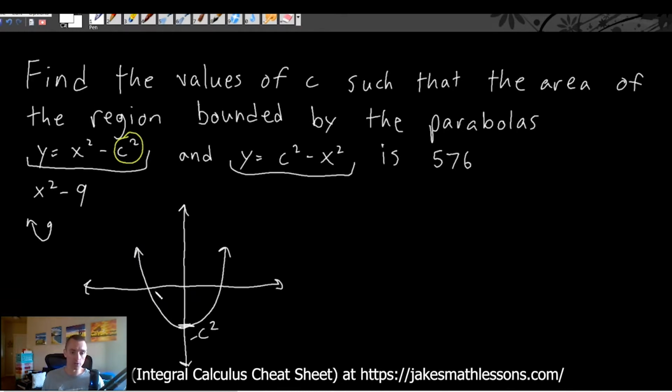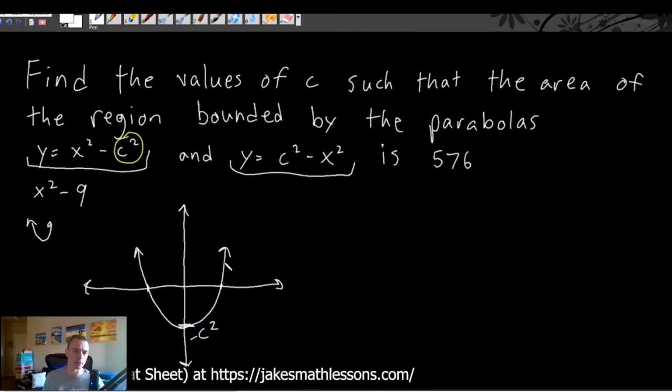We could actually even figure out where this intersects here, but I'll come back to that a little bit later because that's going to be relevant in a later step. So now let's think about what this function looks like. In this case, we have c squared, some constant squared, minus x squared.